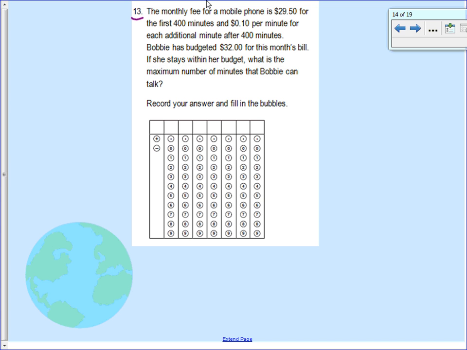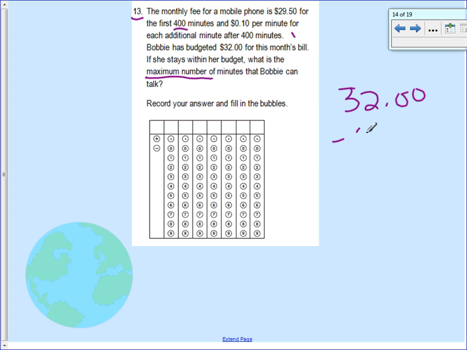The monthly fee for a mobile phone is $29.50 for the first 400 minutes and 10 cents per minute for each additional minute after 400 minutes. Oh, that was a mouthful. Bobby has budgeted $32 for this month's bill. If she stays within her budget, what is the maximum number of minutes that Bobby can talk? All I did was subtract 32 minus 29.5, then I divided that by 0.10, and that's how I got the answer.